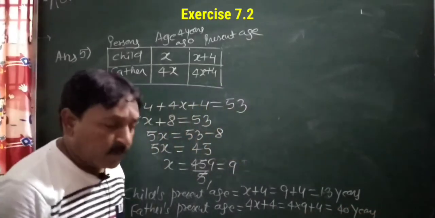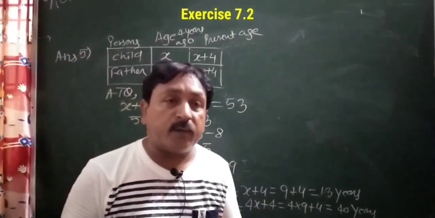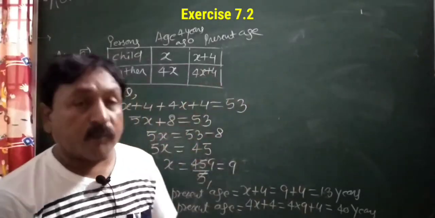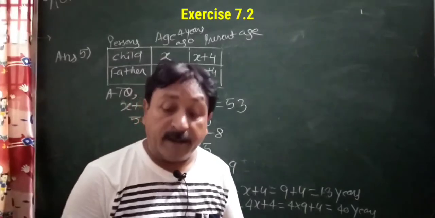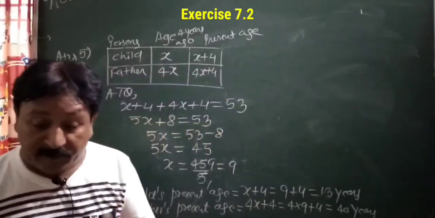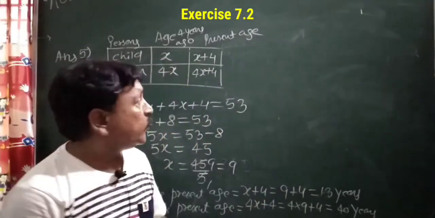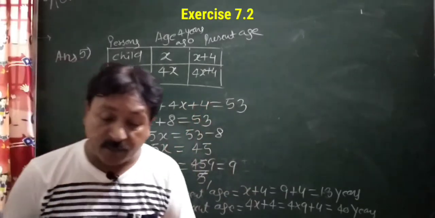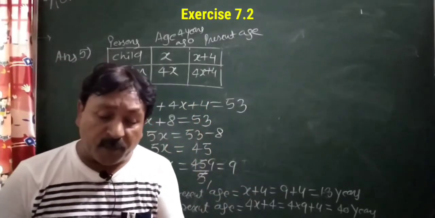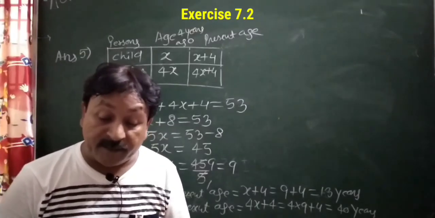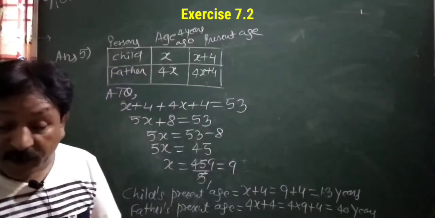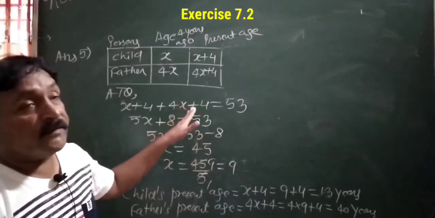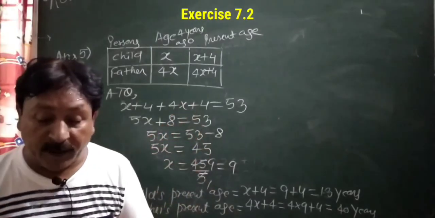Understood now how to solve the questions which are related to ages? You have to make one box for solving these kinds of questions. Okay. One more thing, questions 4 and 5 I have done, and question number 6 is also a word problem related to ages. Okay. So this you have to do by yourself.